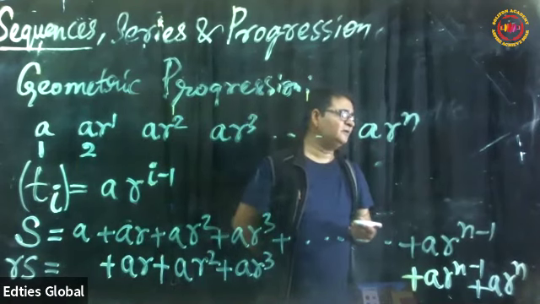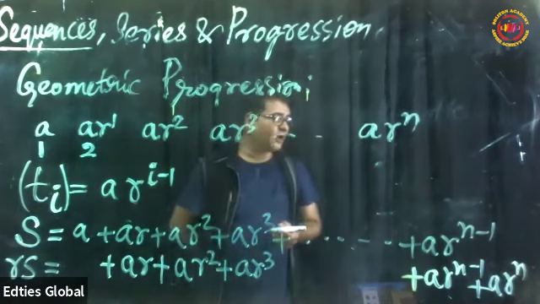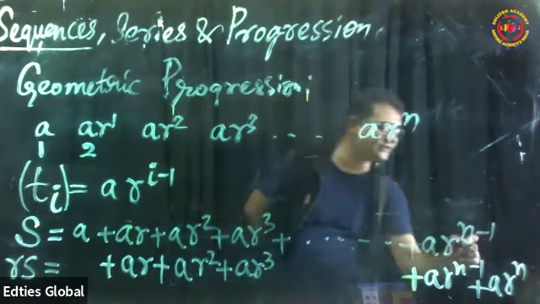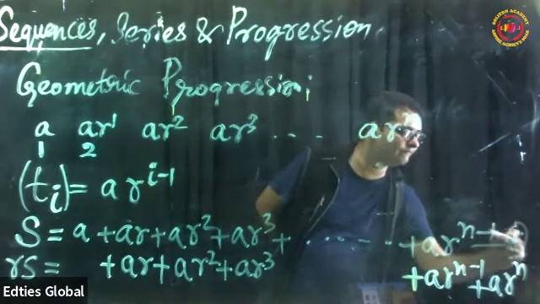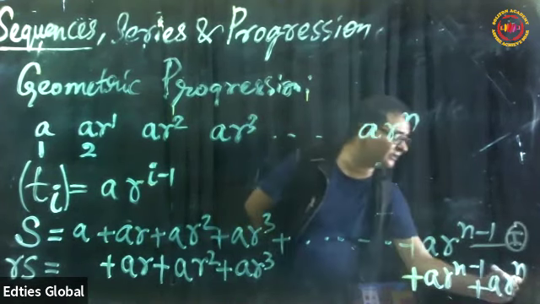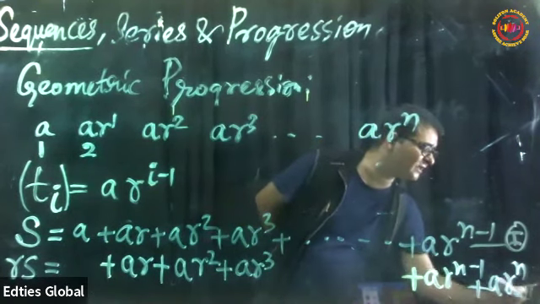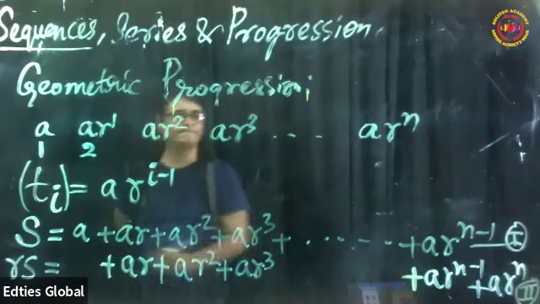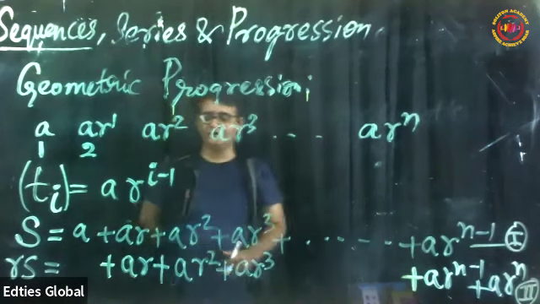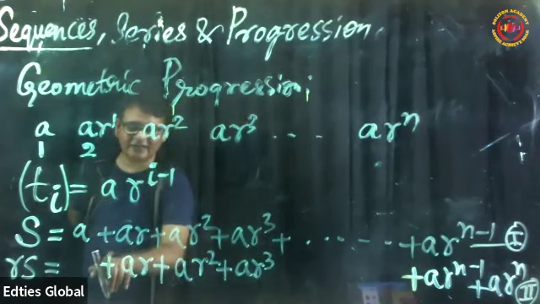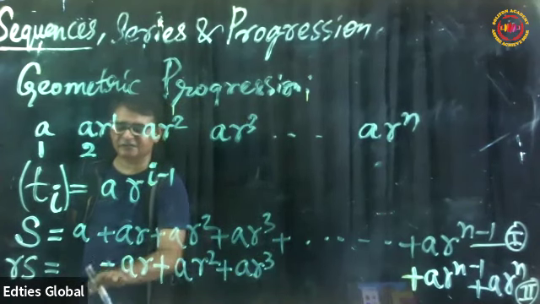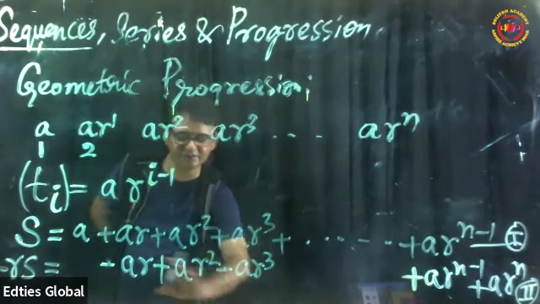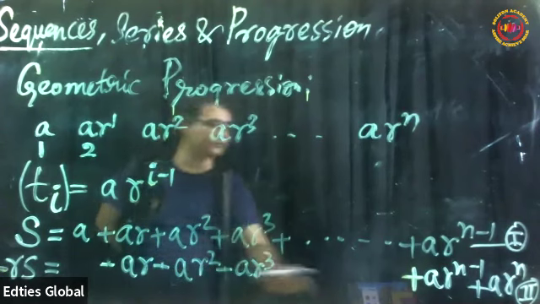You see a pattern? Now I'm going to multiply minus 1 to the second equation. This is my first equation and this is my second equation. I multiply minus 1 with this one and add them. So you see, if minus 1 is multiplied, this becomes minus, this becomes minus, and so on for each term.